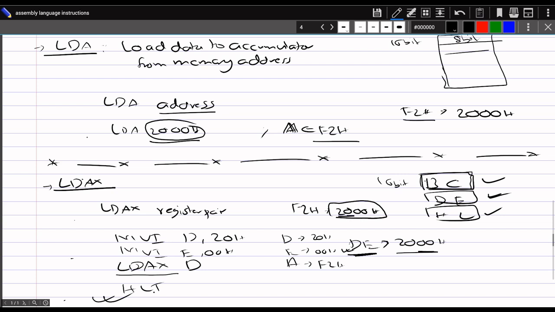So this is how we use LDAX. You should understand that LDA and LDAX do the same operation, but the only difference is the syntax that we use in LDA and LDAX.